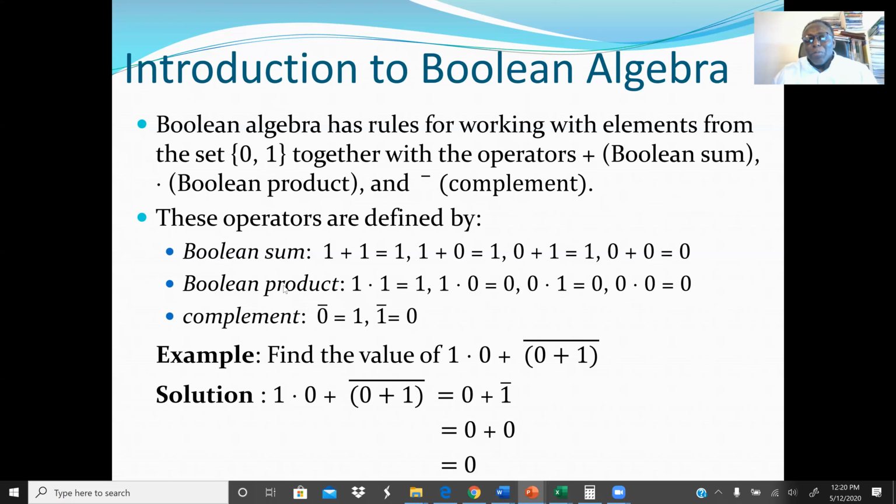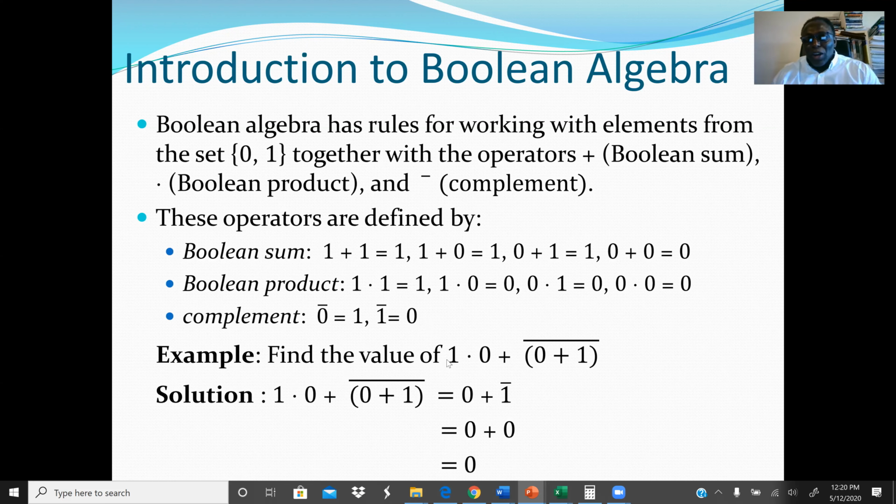So again, the Boolean sum is a little bit tricky here. 1 plus 1 is 1, and 1 plus 0 is 1, and 0 plus 1 is also 1. Then 0 plus 0 is 0. In a Boolean product, 1 times 1 is 1, but 1 times 0 is 0. 0 times 1 is 0. 0 times 0 is 0. Now the complement means the complement of 0 will give us 1, or the complement of 1 will give us 0. So let's see an example here.